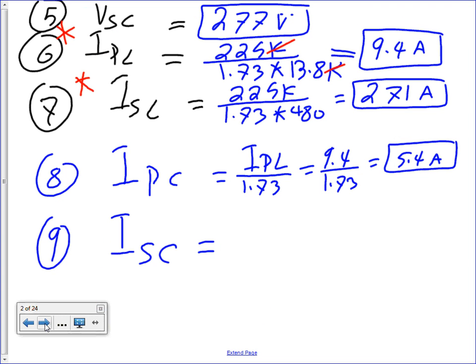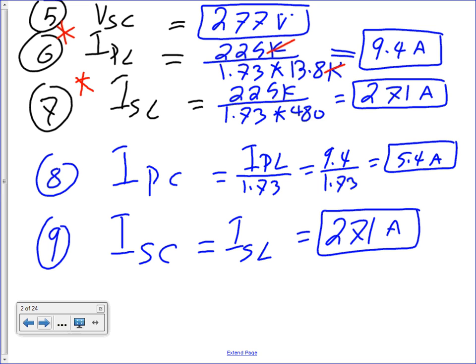And I'm moving fast on these because you guys know these rules. So this is I secondary coil equal I secondary line. And what's the I secondary line? 271 amps. Done.